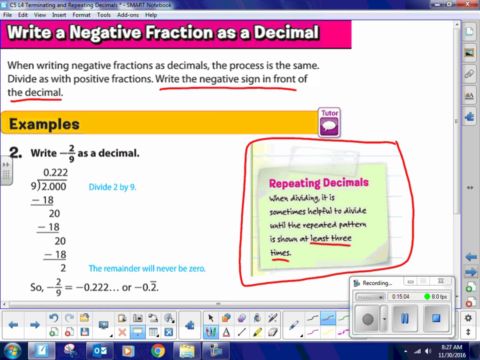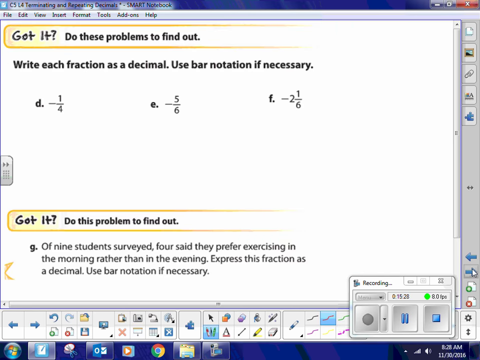You know, I know that you're lazy as a student and you're just trying to get it done, but try to do 3 times, okay? But at least 2. At least 2, okay? At least twice. Okay? I want to see it at least repeated twice before you put it in bar notation or in decimal form, right? All right. All right?